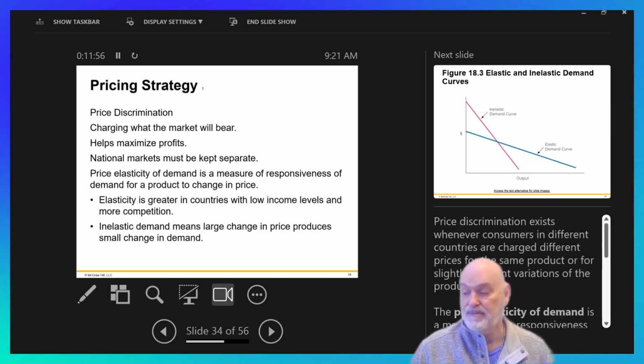Pricing strategy. Price discrimination. Charging what the market will bear helps maximize profits. National markets must be kept separate.